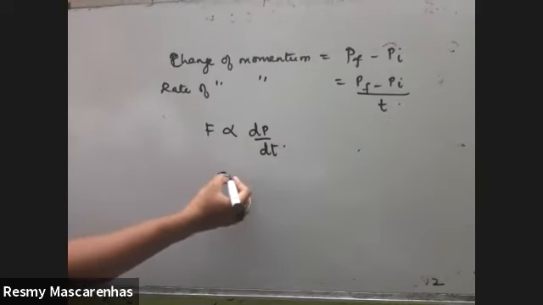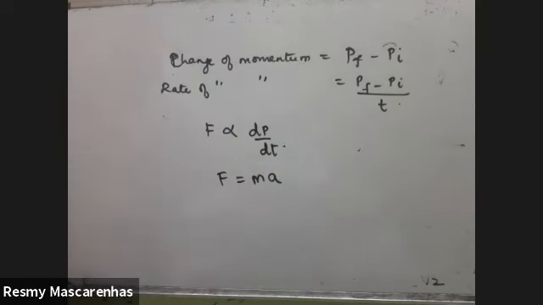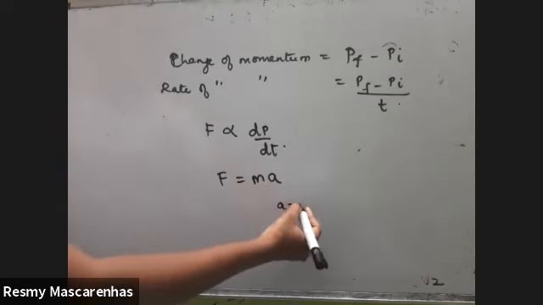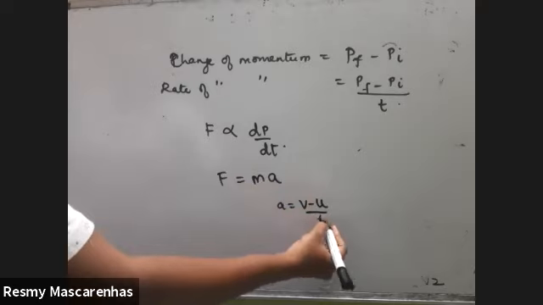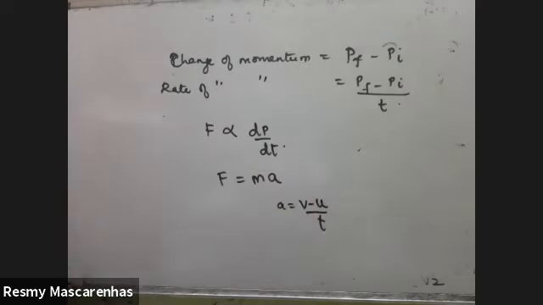Then we know that force is nothing but your mass into acceleration. Acceleration is nothing but v minus u upon t, final velocity minus initial velocity upon time. And momentum, p, is m into your velocity. So this is all we had seen in the previous class.